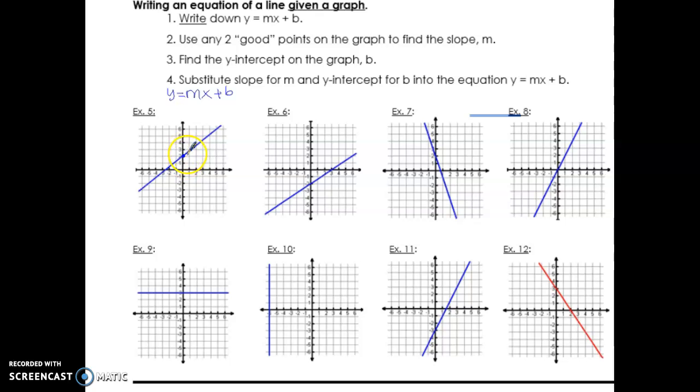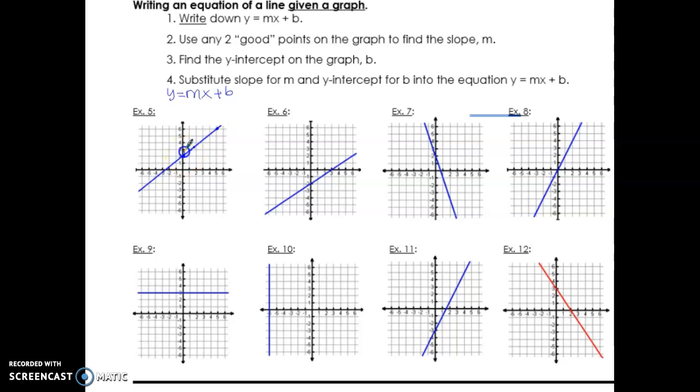Now, if we keep following the graph further and further up, this point right here again crosses at this intersection of this y line and this x line, where the x is 5 and my y is 6. So that's another point. So we picked 2 points to find the slope.